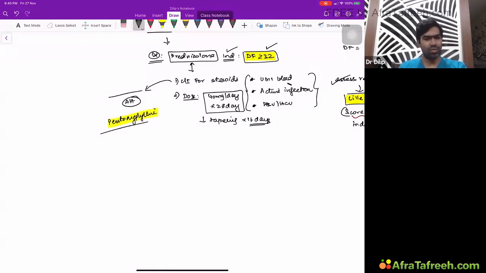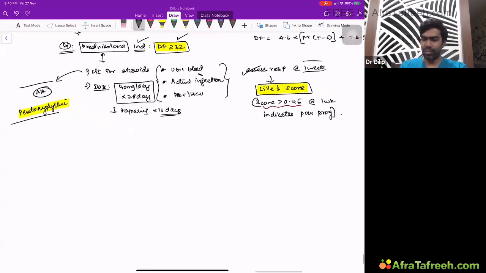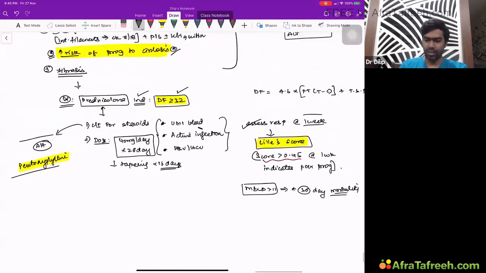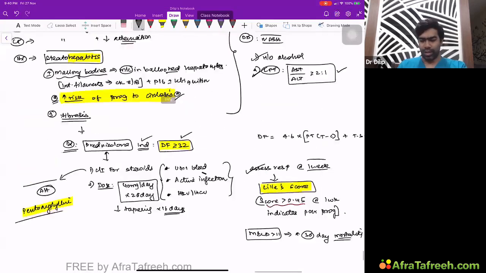Even MELD scores are useful. If your MELD score is more than 11, and the patient has alcoholic hepatitis, that shows increased 30-day mortality. 30-day mortality is very high, especially if the MELD scores are very high. But the usual question is, okay, fine, so what is the nutshell?